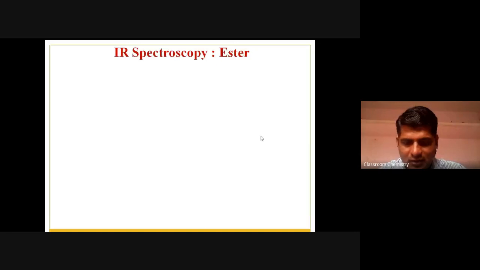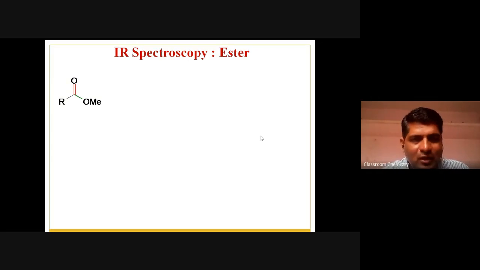Now let's see the structure and how its IR spectra comes. This is the general structure of the ester compound, RCOOMe. Here Me is taken. You can take any other group, ethyl, propyl, doesn't matter. The main part is the C double bond O O. So this is the main part. Here you can take your favorite compound. You can take benzene, naphthol, doesn't matter. It will become another ester compound. So this is the general structure of the ester compound.